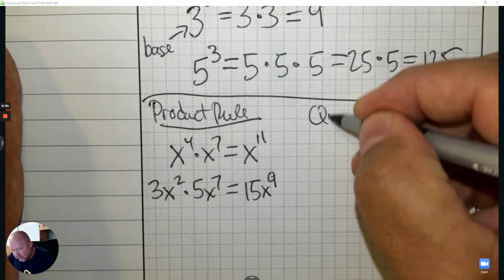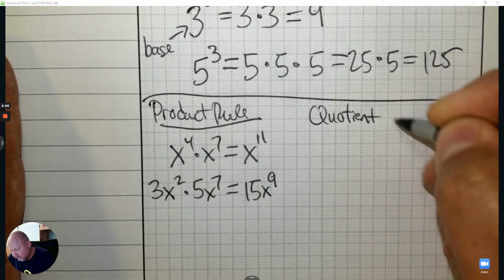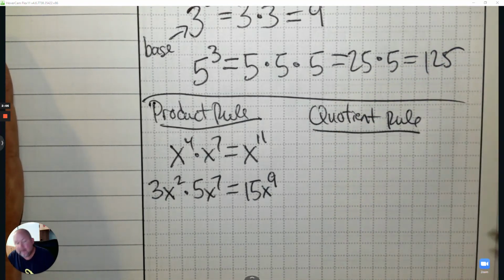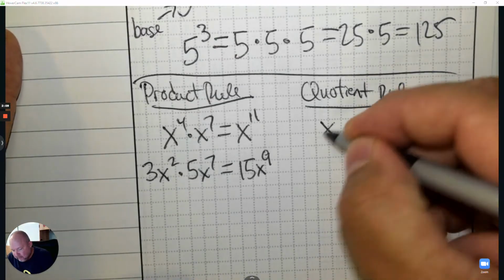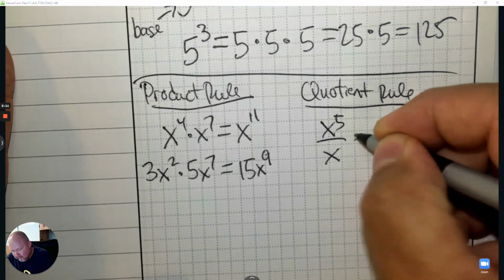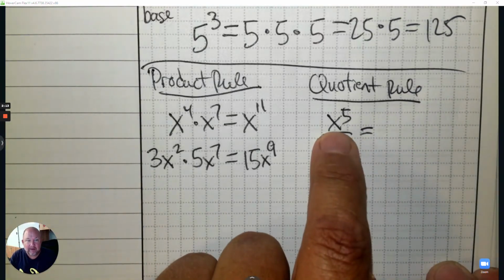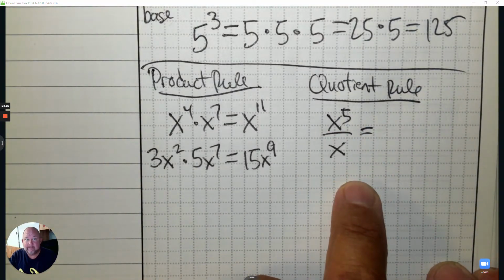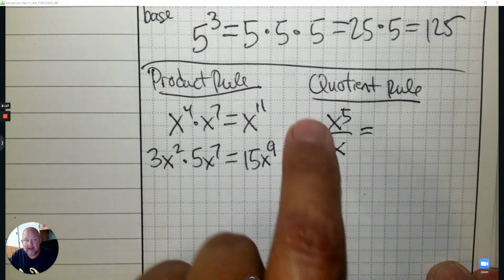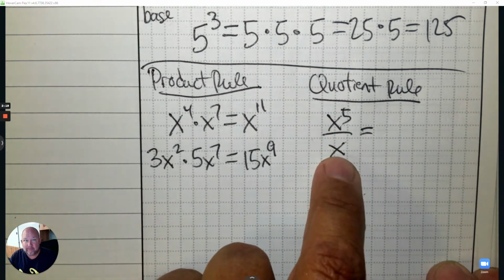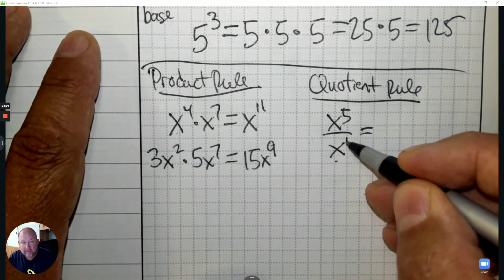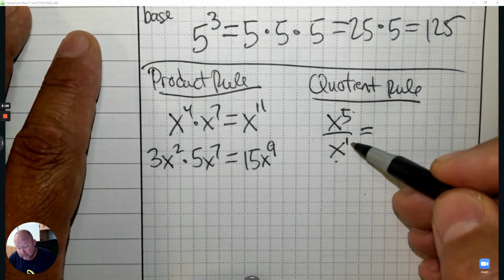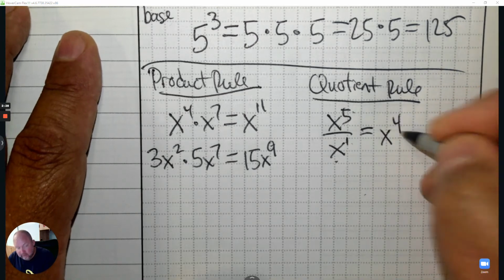The second one is called the quotient rule. For the quotient rule, quotient means in math dividing. So this could be dividing or it could be a divide sign. So this is dividing. I need to subtract the exponents. Now if I don't see an exponent in there, the exponent I don't see there is 1. So this is 5 subtract 1, so that's the answer.